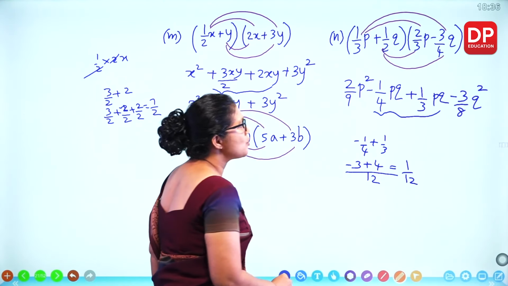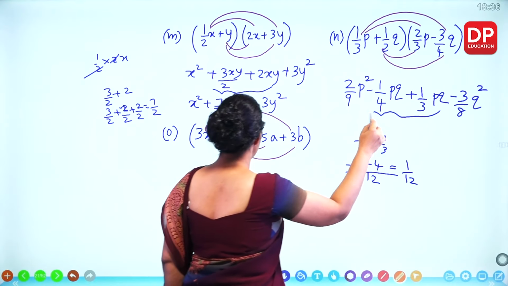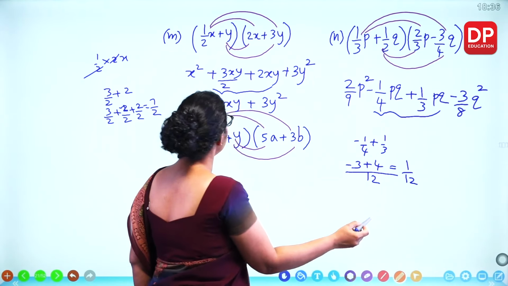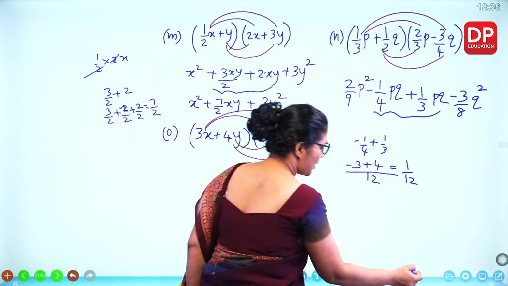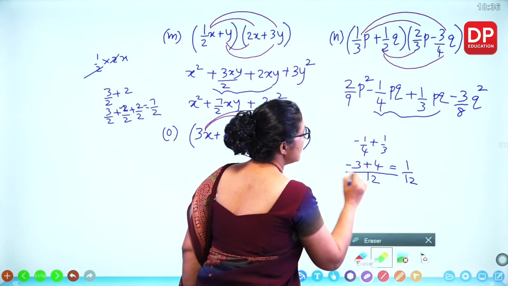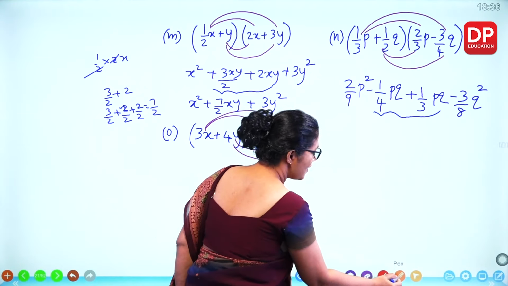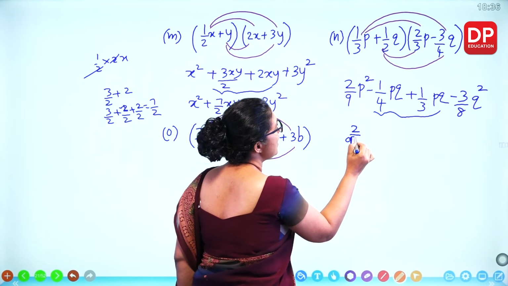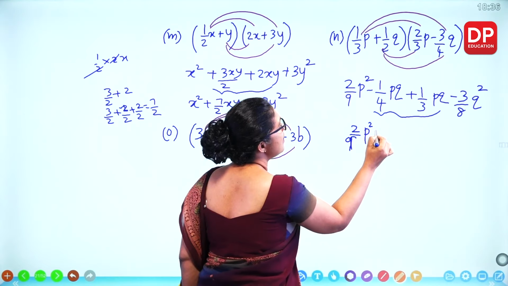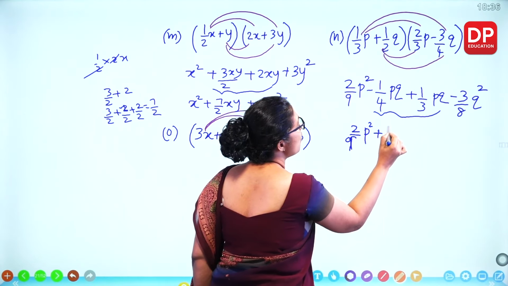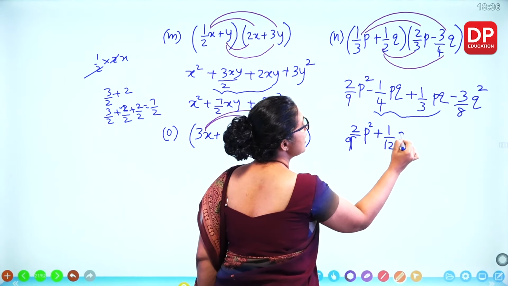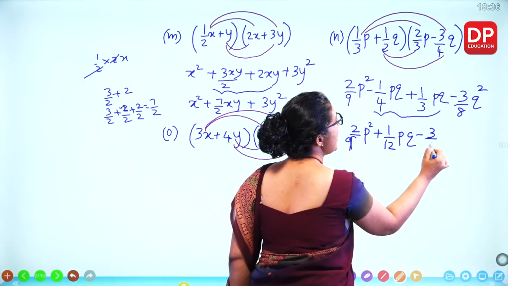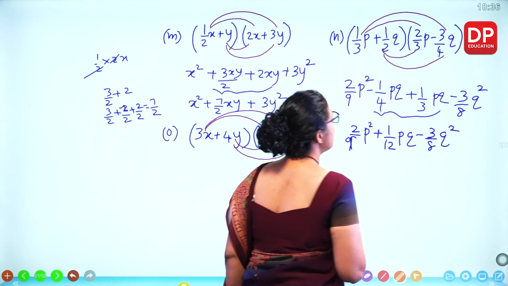You get 1/12. So instead of this, you can write down 1/12. So I'll erase this part. There is no need to show the workings there. So straight away I can write 2/9 p squared plus 1/12 pq minus 3/8 q squared.